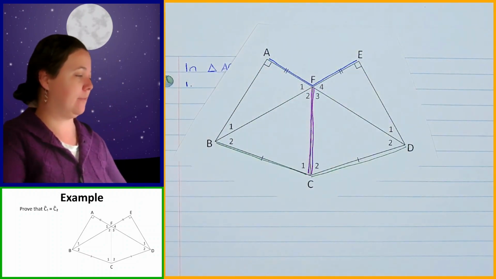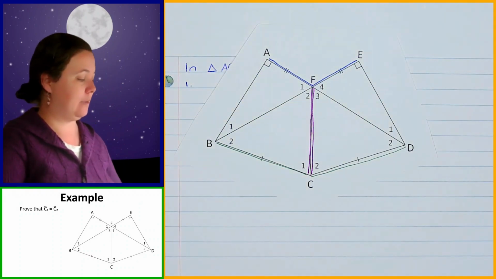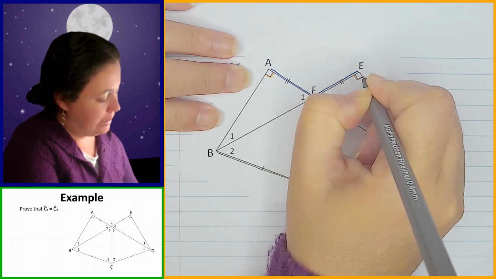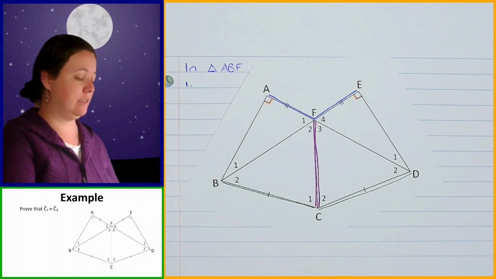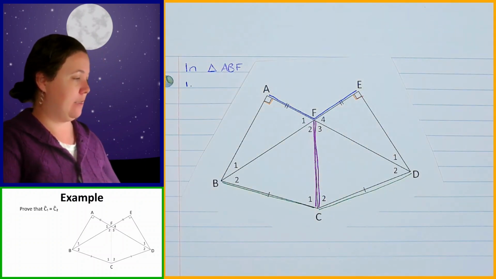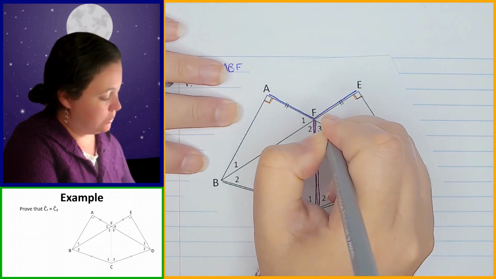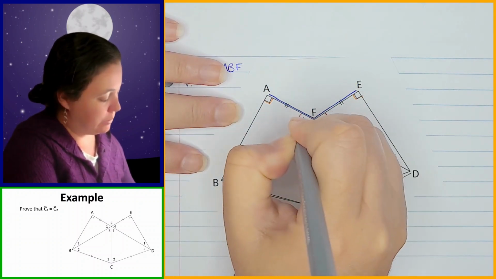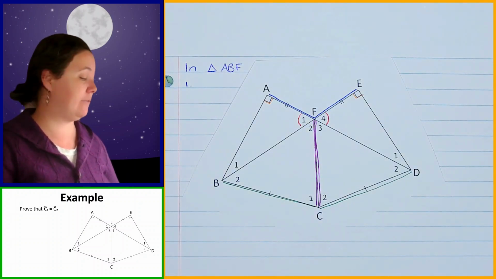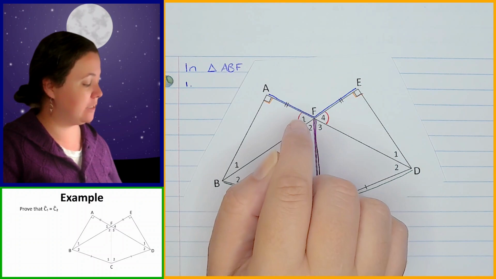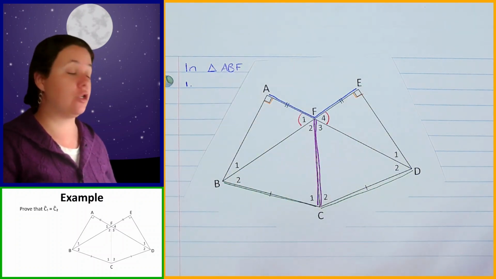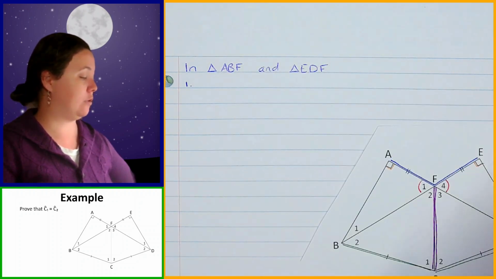Over there. I also know that these two angles are both 90 degrees. They told me that. And I also know that these two angles are vertically opposite, so I'll be able to prove that those are equal. Okay, so I've got three pieces of information, and let's just check. So because it's two angles and a side, it's fine. I can use those to prove that they are congruent.